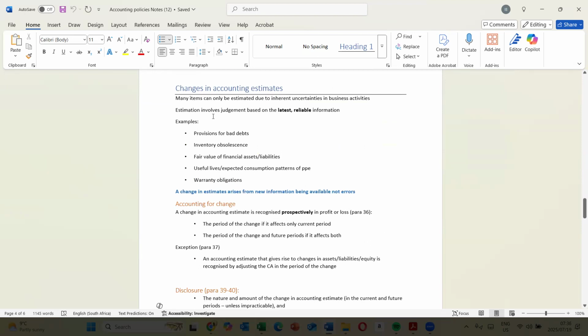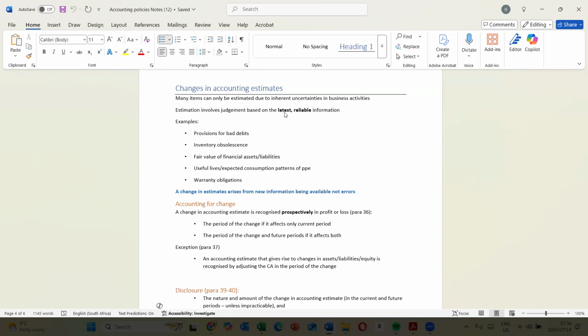So estimation involves judgment based on the latest reliable information. So when a company does estimates, it is mostly based on the latest reliable available information. Examples of estimates are what we call provision for bad debts. When looking at financial instruments, where we do the estimation, companies calculate what we call allowance for credit losses. This is based on how much we anticipate not to recover from the debtors. We call that a provision for bad debt. So companies do an estimation in regards to that.